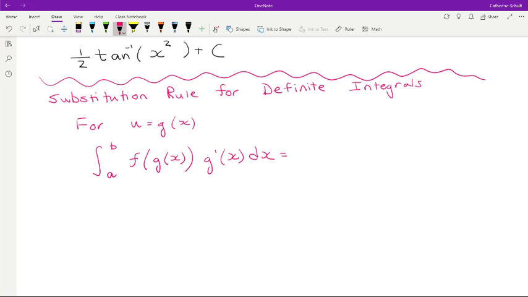Okay, and so when we use our substitution rule, just as before, it will be f of u du, but now the limits of integration, notice, x would be a and then x would be b. Those are your limits of integration. But we made the substitution rule. We said u was g of x. And so now x is a and x is b. So our limits of integration are going to turn into g of a and g of b.